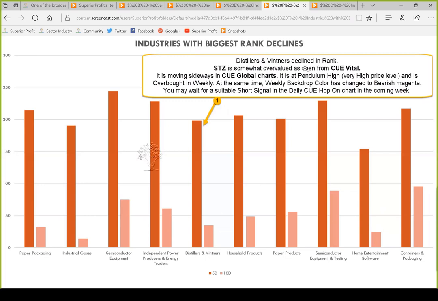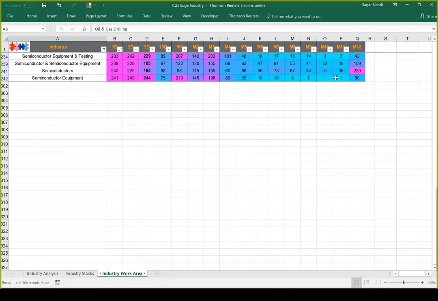Let's look at STZ using Q Vital to check its fundamentals, and then we look at the stock. If we look at the other industries that declined in rank, we see two of them are related to semiconductors. Semiconductors had been strong for very long but have been weakening in recent periods. Before going to STZ, let me look at QH and filter for semiconductors. Once we filter for semiconductors, instantly we can see just from color coding that it was strong for a long time, but in the recent 5-day period it has declined significantly, and the weakness is continuing over the 2-day and 1-day period. The decline might have started 3 months ago.